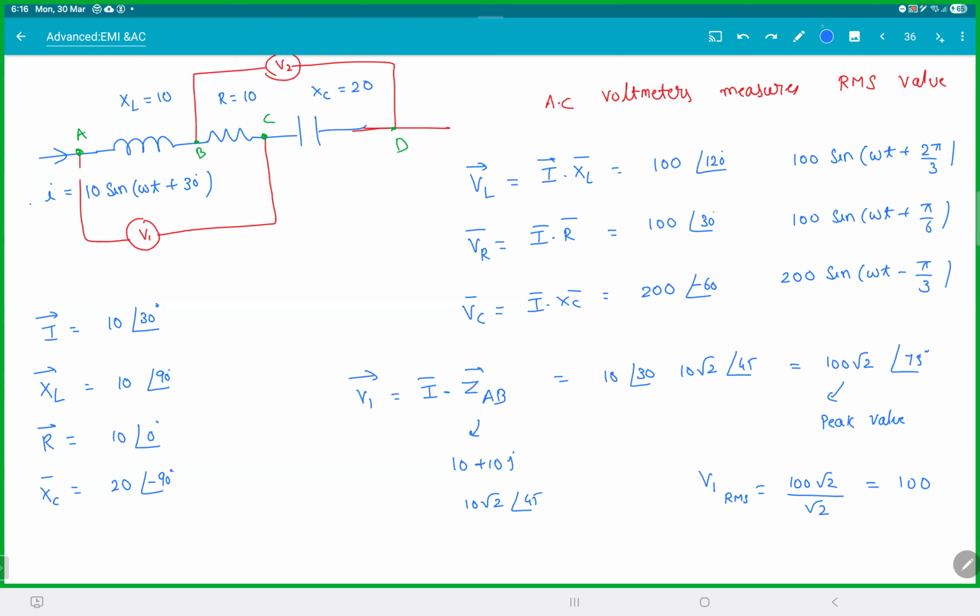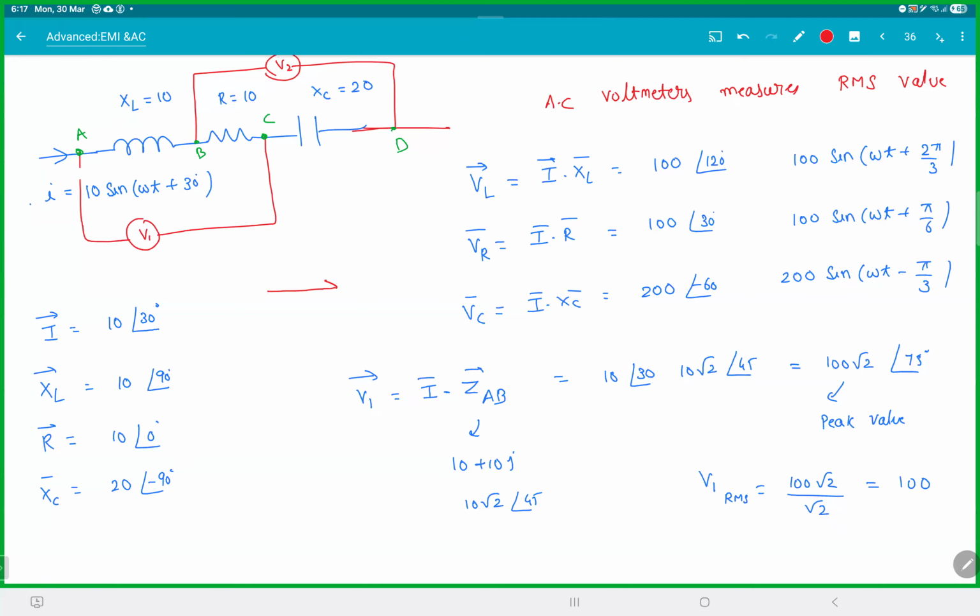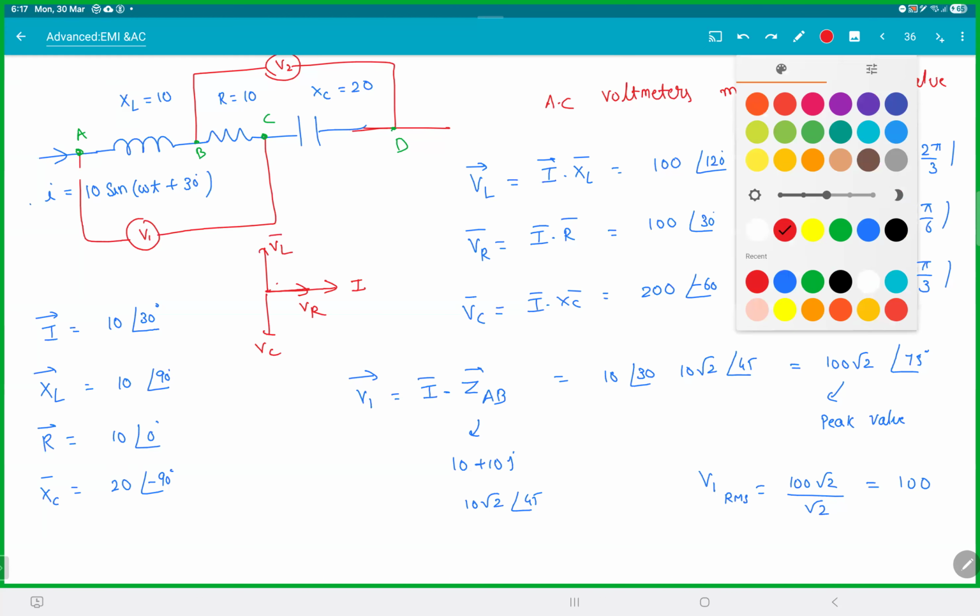If I try to do the phasors here, luckily, since all of them have the same current I, VR will be in phase, VL will be this way, and VC will be this way. So if you're adding VL bar and VR bar, you can simply take the resultant of these two. But remember, if you take peak values, you'll get the peak value. If you take RMS, you'll get the RMS. That would be an easier way to do it in this scenario.